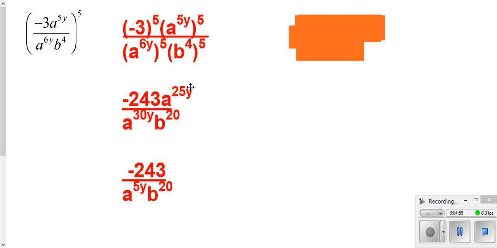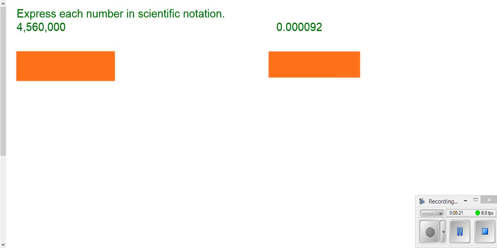You could have also looked at it and subtracted your exponents, and you would have got a to the negative 5y on the top, and that negative exponent would have moved it down to the bottom. It's only negative exponents that move to the other part of the fraction, not if your normal number is negative. Scientific notation.